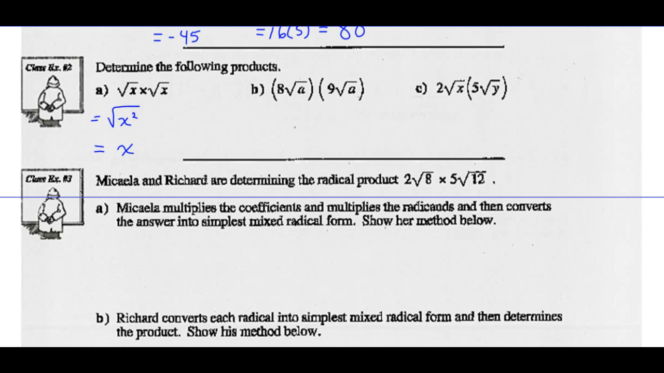If we do part B, take the numeric coefficients. 8 times 9 is 72. We go radical 8 times radical a is radical a squared. Well, the square root of a squared is a, so we've got 72a. And finally, 2 radical x times 5 radical y. We take the coefficients. 2 times 5 is 10. Radical x times radical y. We can multiply the radicands. We get radical xy. All right.